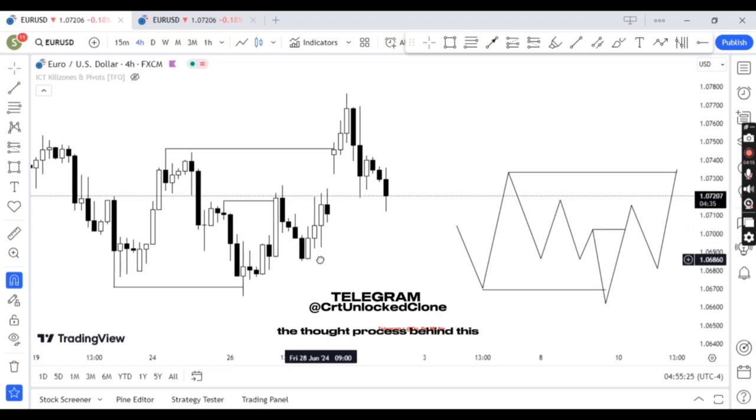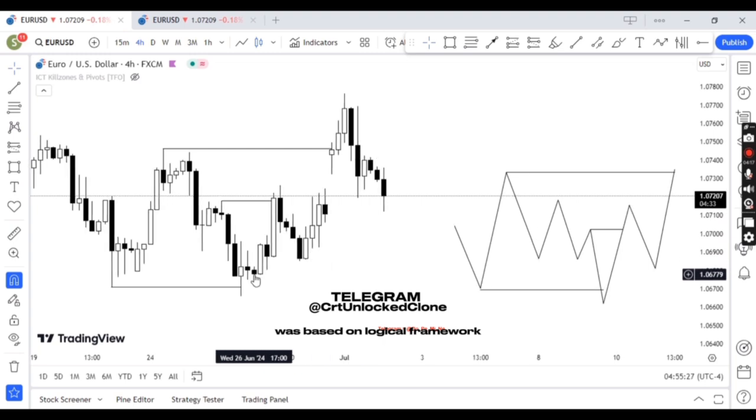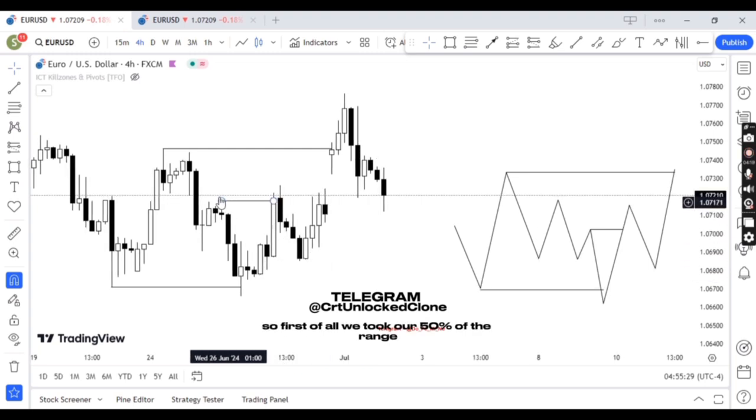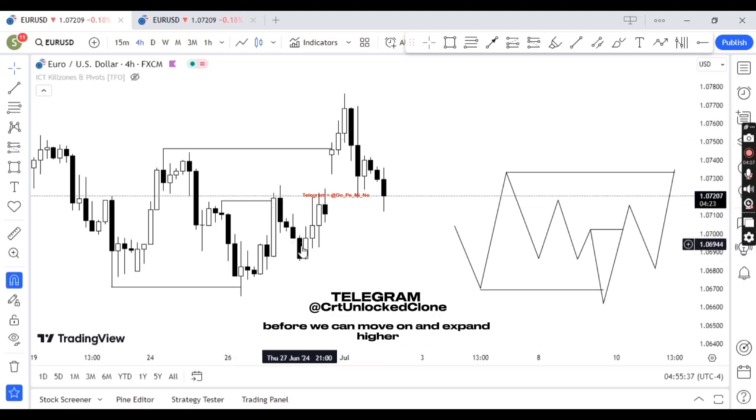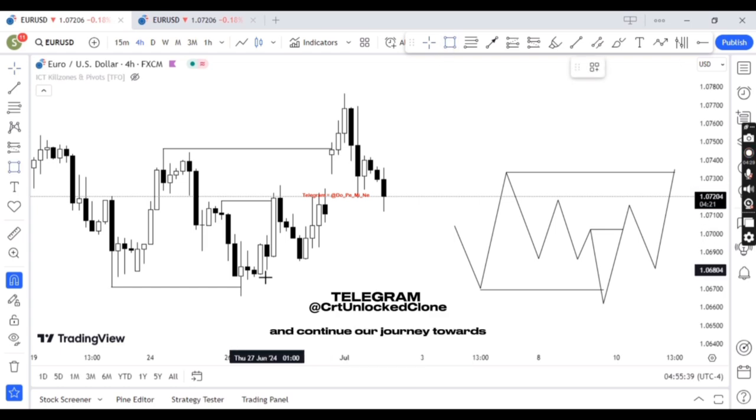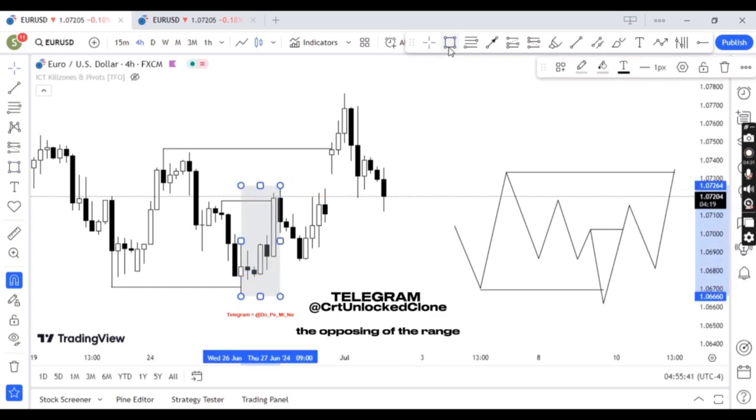Now the thought process behind this was based on a logical framework. So first of all, we took out 50% of the range, which is this range high right here, and now based on that we can expect a retracement profile before we can move on and expand higher and continue our journey towards the opposing end of the range right here, right?